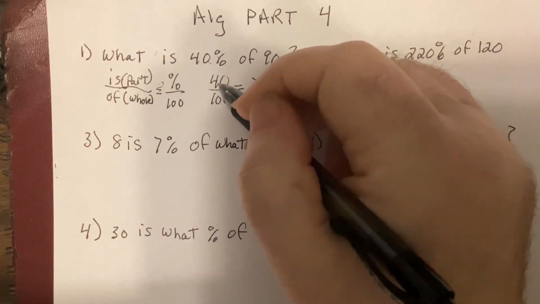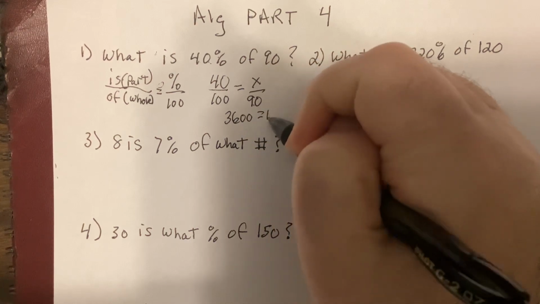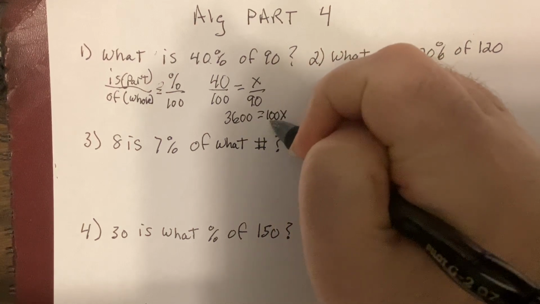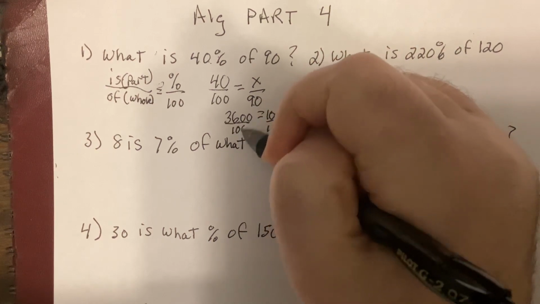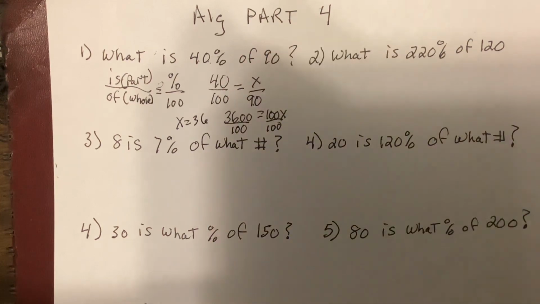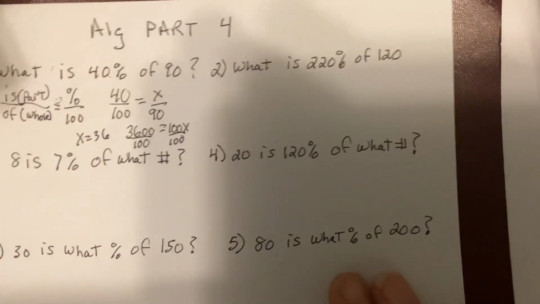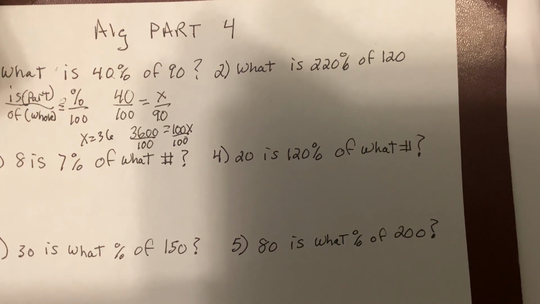So you cross multiply, 3600 is 100x. Divide by 100, x equals 36. So try this one right now. Use a calculator, then turn me back on.